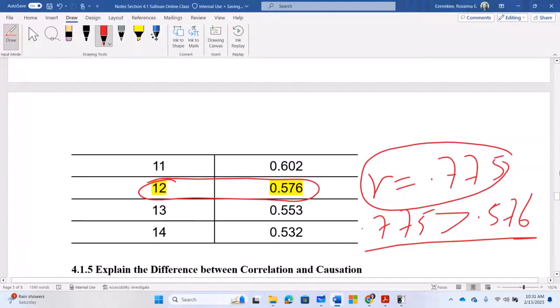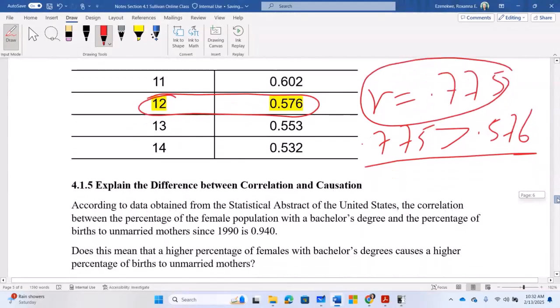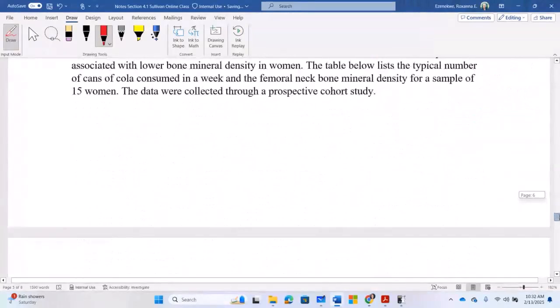Okay, so that is what that question is asking you to do. It's asking you, can you use the table to say if there is a relationship between the two variables? Yes, there is a relationship between the two variables because the calculated R is greater than the one from the table. I hope you're going to read this.